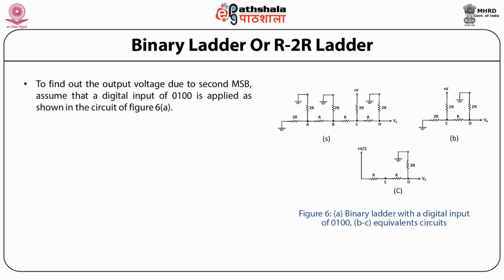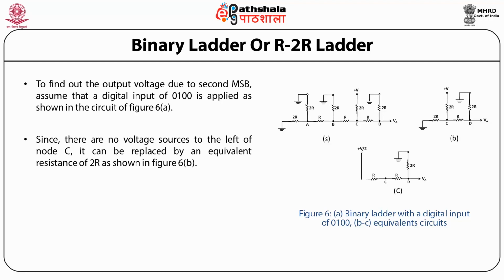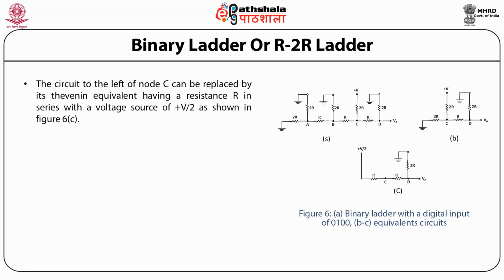as shown in the circuit in figure 6a. Since there are no voltage sources to the left of node C, it can be replaced by an equivalent resistance of 2R as shown in figure 6b. The circuit to the left of node C can be replaced by its Thevenin equivalent having a resistance R in series with a voltage source of plus V by 2 as shown in figure 6c.